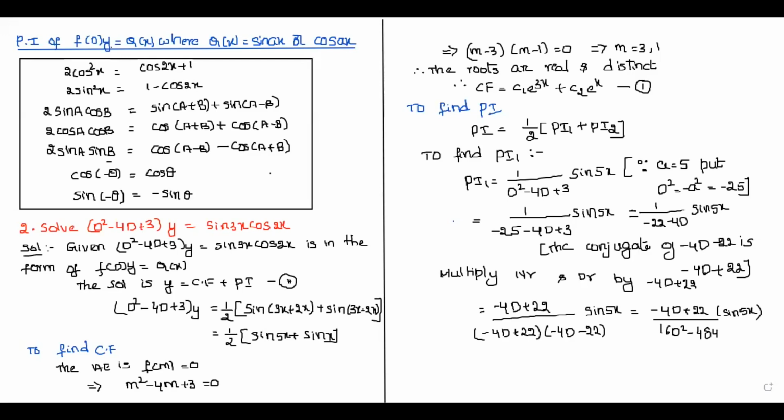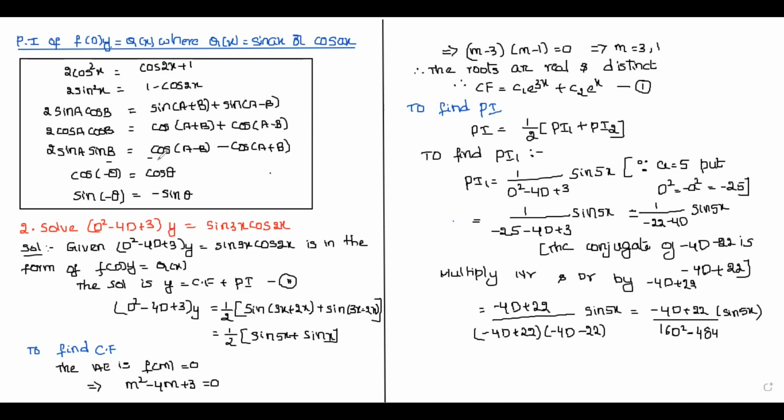So for the next problems, the following trigonometric formulas are important. 2 cos square x is equal to cos 2x plus 1, and 2 sin square x is equal to 1 minus cos 2x, and 2 sin a cos b is equal to sin(a plus b) plus sin(a minus b). 2 cos a cos b is equal to cos(a plus b) plus cos(a minus b). 2 sin a sin b is equal to cos(a minus b) minus cos(a plus b).